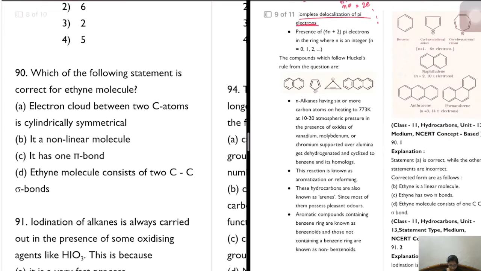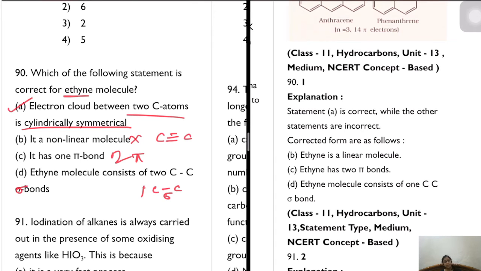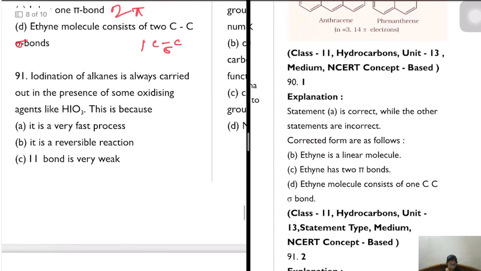Which of the following statements is correct for the ethyne molecule? Electron cloud between two carbon atoms is cylindrically symmetrical. Yes, this is true. Nonlinear is false, this is a linear molecule. One pi bond? No, it has 2 pi bonds. Ethyne molecule consists of 2 CC double bonds? No, 1 CC sigma bond is there, because 2 pi bonds are there. So the correct statement is only 1. Let's see the next question.